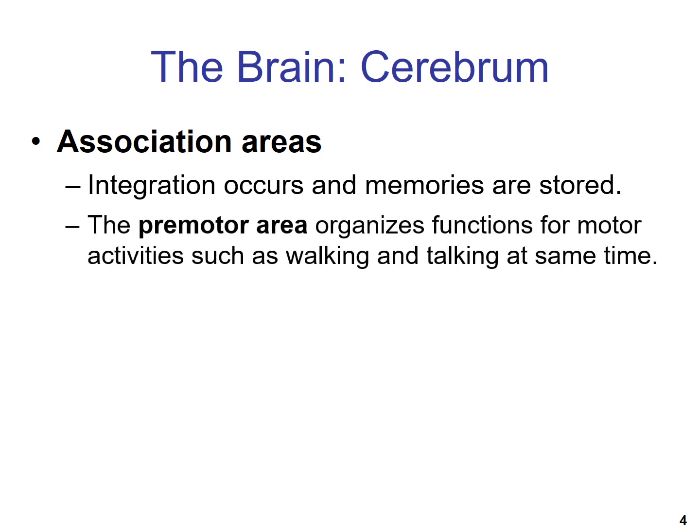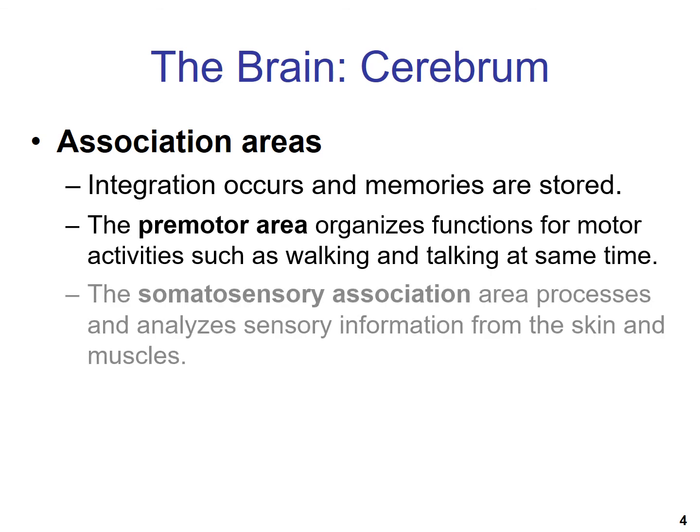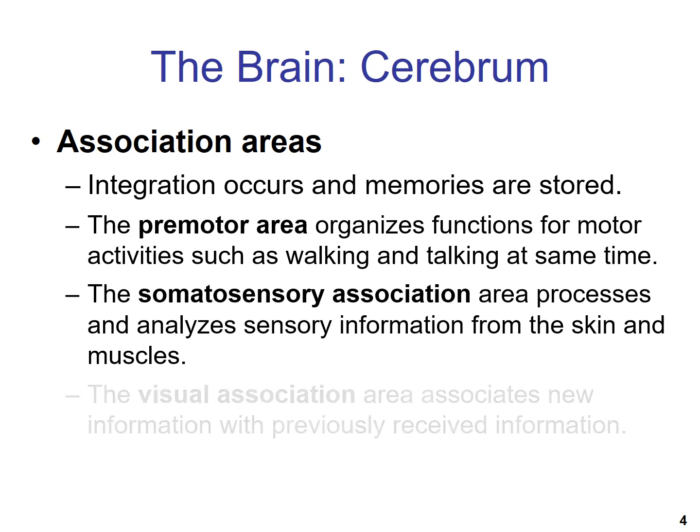So the premotor area organizes functions for motor activities like walking and talking at the same time. The somatosensory association area processes information that's coming in from the skin and the muscles. So body position, things like pain, things like pressure, touch, heat, all of these things are going to be processed by the somatosensory association area.